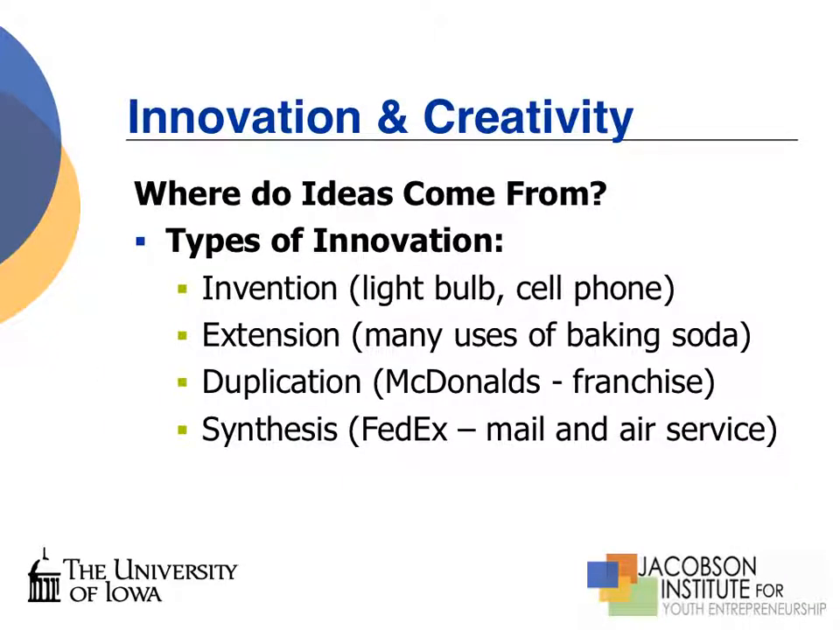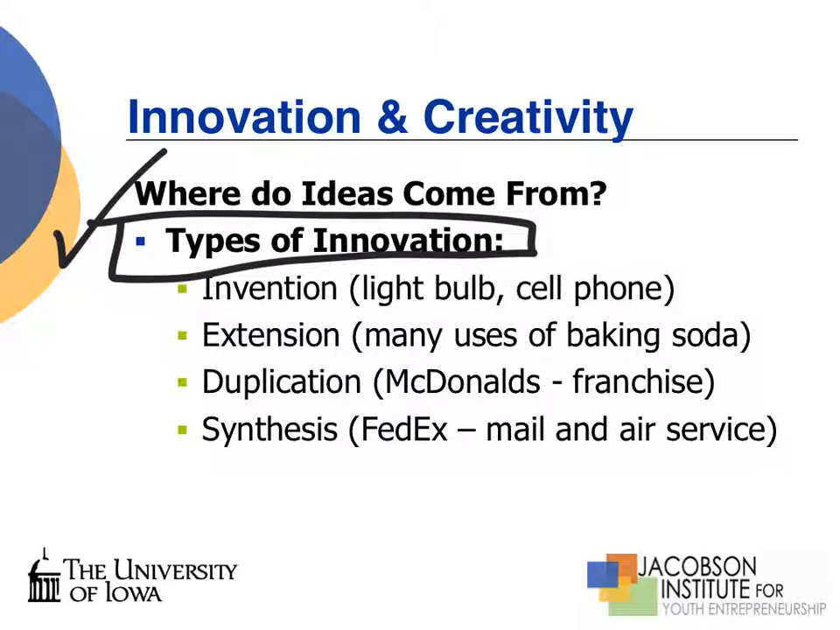So what are some things to think about? There are some specific types of innovation, and it's helpful to be aware of it. One is to actually go out and invent something. The other concept is try to come up with some new uses. They call that extension. Baking soda is always a great example. Maybe we want to find some way to, if it works, we can duplicate it like a franchise, or what they call synthesis, which is let's put two ideas together. In this case, FedEx put together mail and an air service. So I would encourage you, as you're thinking about your ideas, try to use one of these types of innovation or think in these terms, and you can come up with some better ideas.